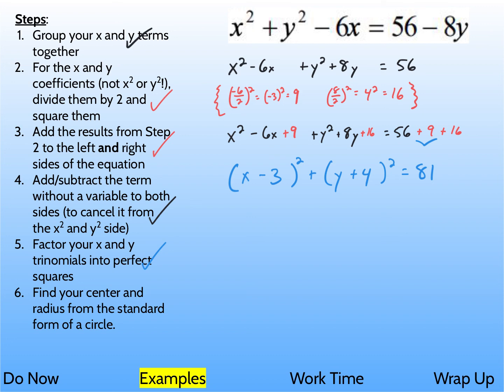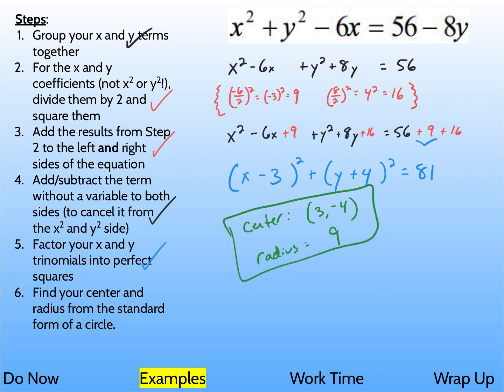And now we're ready to just take the answer from this. So our center, change the sign, is 3, negative 4. And our radius, take square root, is 9. And that's the center and radius of the circle described by this equation right here.